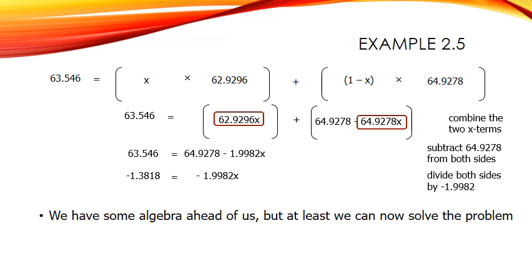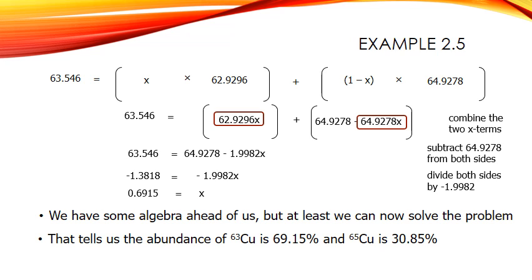Finally, we'll divide both sides by minus 1.9982, and I get x equals 0.6915. That means that the copper-63 abundance is 69.15%, and if we subtract that from 100, our copper-65 abundance is 30.85%. And that's how we got the numbers in the answer.